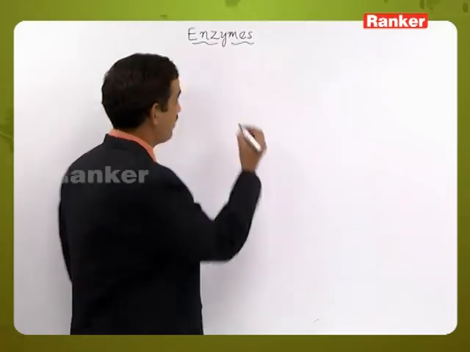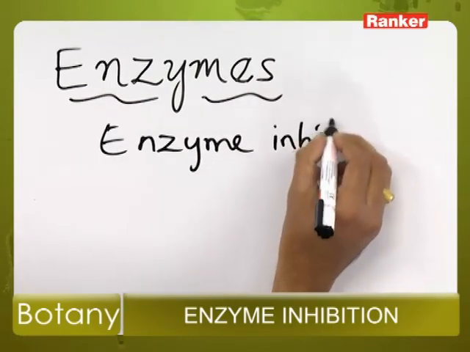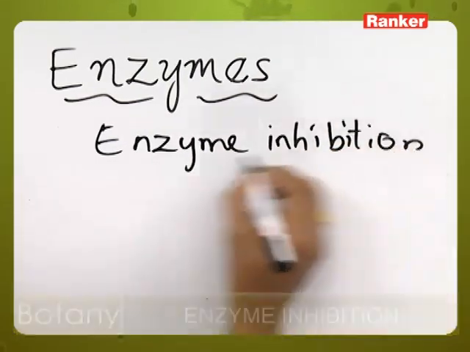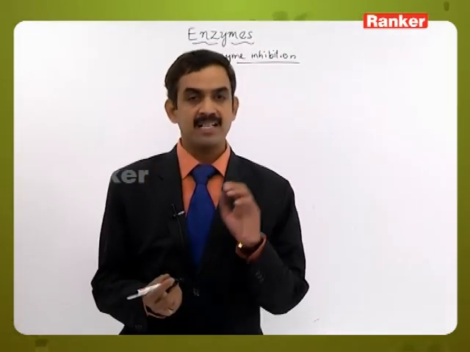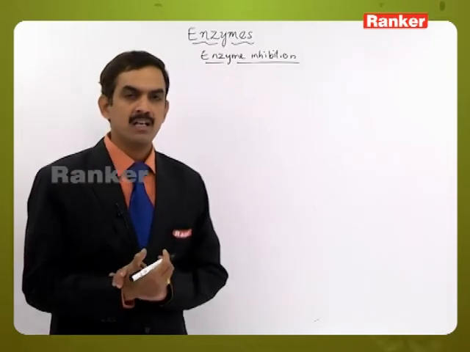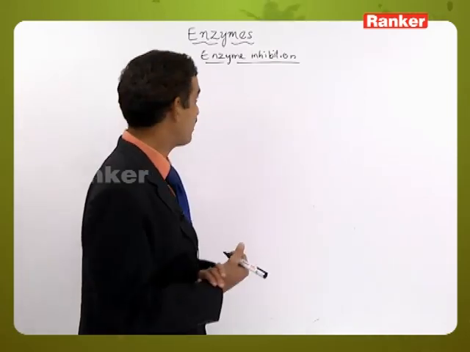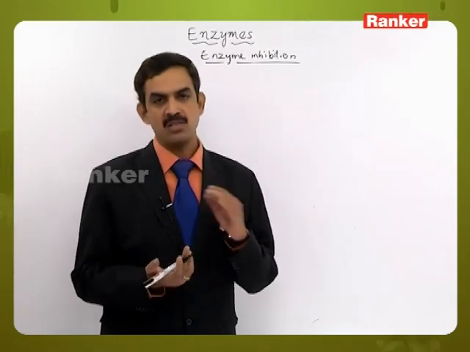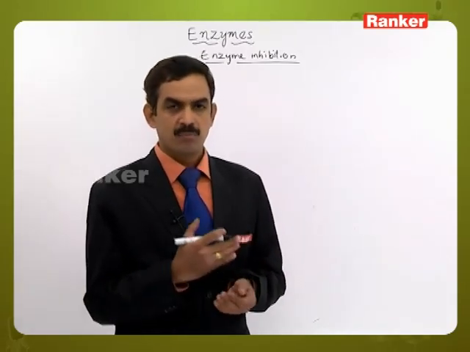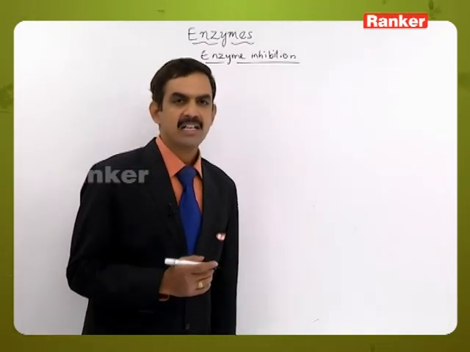Next one is enzyme inhibition. As we are saying that enzymes have the catalytic ability, that catalytic ability is inhibited because of some other substances. Those substances which are inhibiting the activity of the enzymes are called inhibitors, and the process or mechanism where the activity is inhibited is called enzyme inhibition.